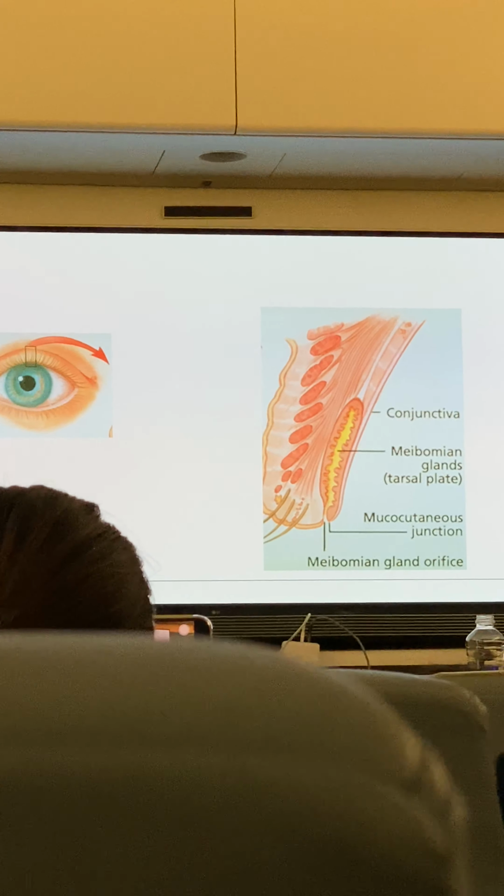For the eyelid margin, there are landmarks on the margin, knowing that the lashes form 2 to 3 rows.